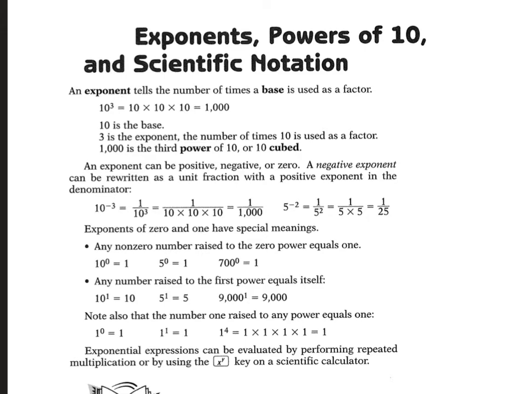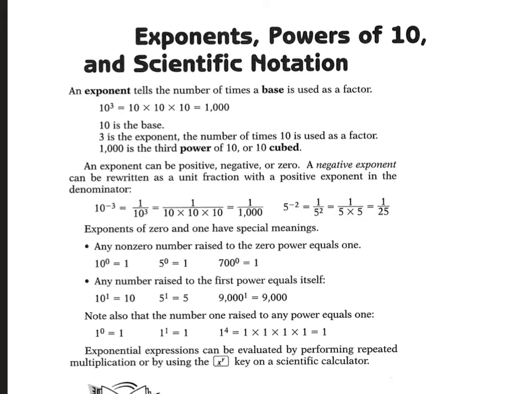If you had something like 5 to the negative second power, that would become 5 to the second power if it was under 1. So it would be 1 over 5 to the second power, which is just 1 over 5 times 5, which is 1 over 25. Any number raised to the power of 0 is 1. So it doesn't matter if it's 10, 5, or 700. If it's raised to the power of 0, it is automatically 1.